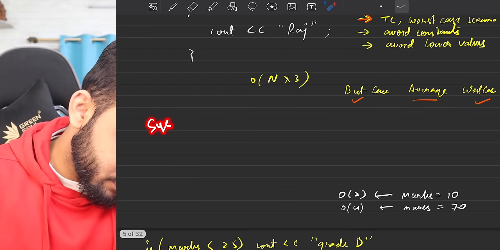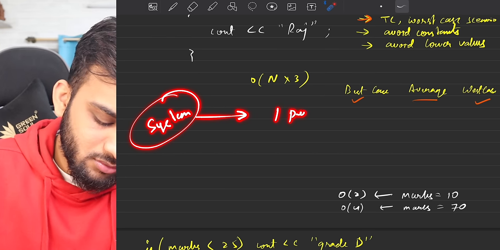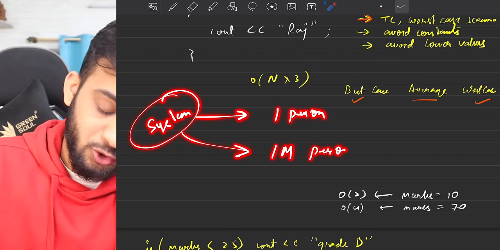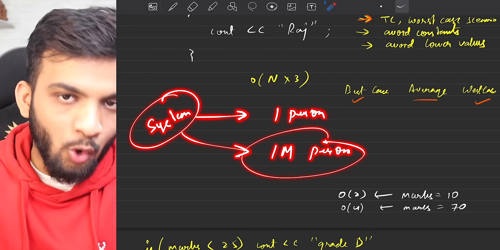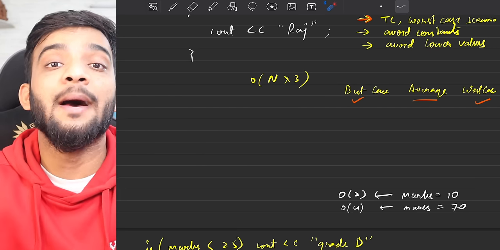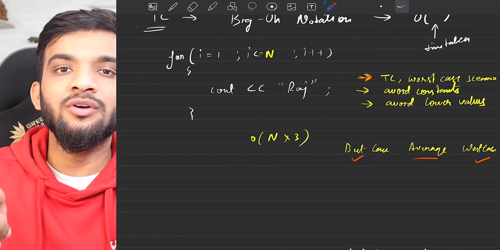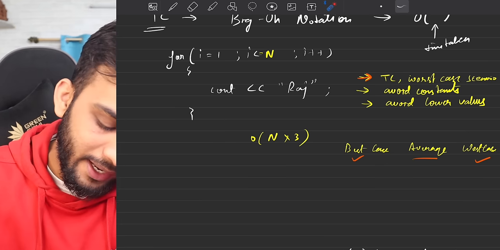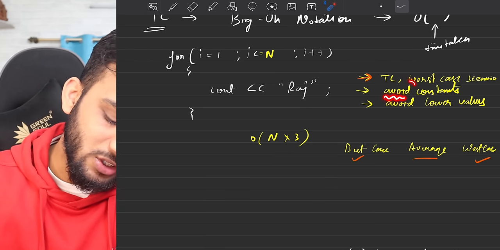If you're building a system, will you build it for one person or will you build it for 1 million people, if given an option? You will say 1 million, because you want to build a system which can scale up. You always think of the worst that can happen. That is why when I talk about time complexity, your code's extreme worst case is what is considered while computing time complexity.